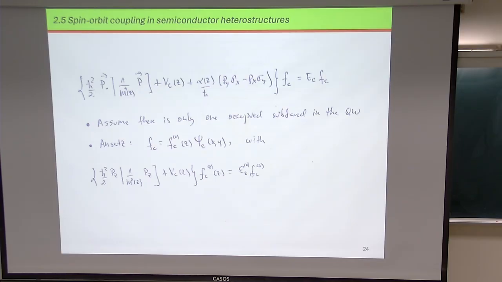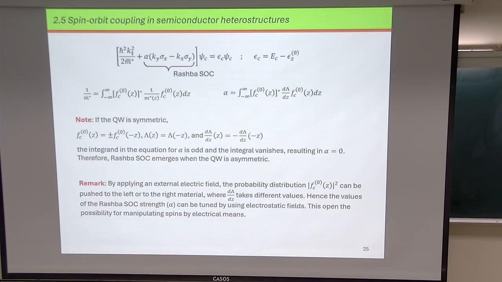Now I have a potential. This potential is the quantum well potential in the Z direction. In the X and Y directions, the system is free. So I can decompose this function as the product of a function that gives me the confinement and plane waves in the X and Y directions, right? If I do that, all these Px and Py will just go to Kx and Ky, because they are plane waves and the momentum is conserved in the X and Y directions. So you will get essentially this equation here.